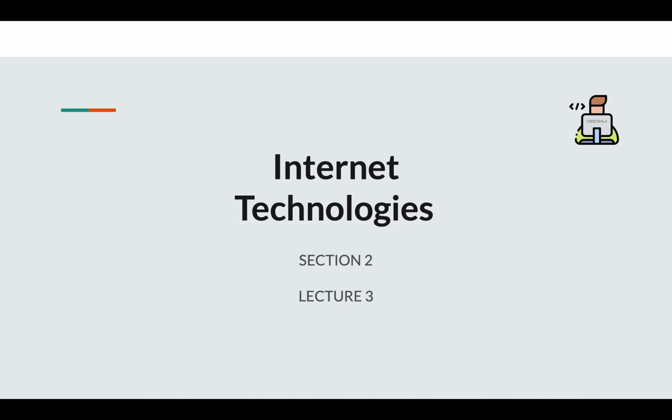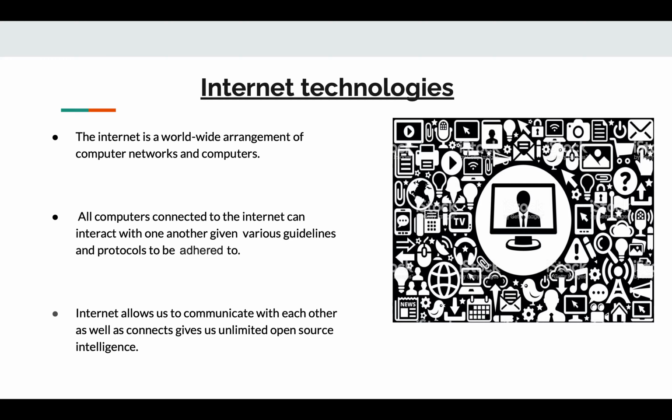Section 2, Lecture 3, Internet Technologies. The Internet is a worldwide arrangement of computer networks and computers. All computers connected to the Internet can interact with one another, following various guidelines and protocols. The Internet allows us to communicate with each other as well as connects us, giving us unlimited open source intelligence.